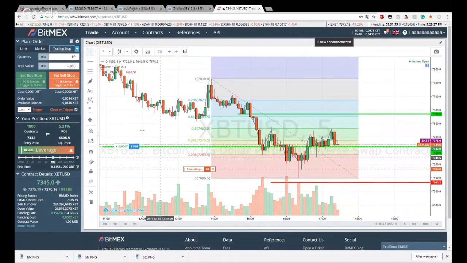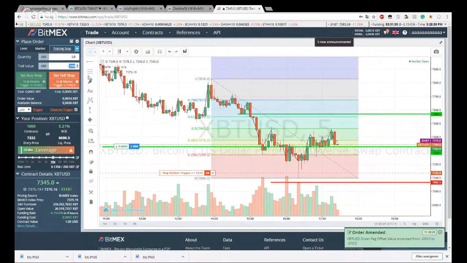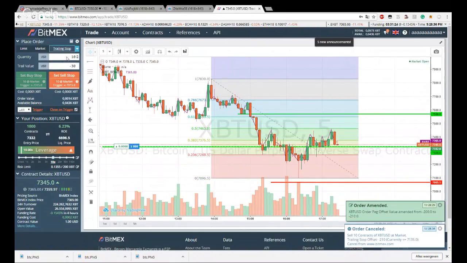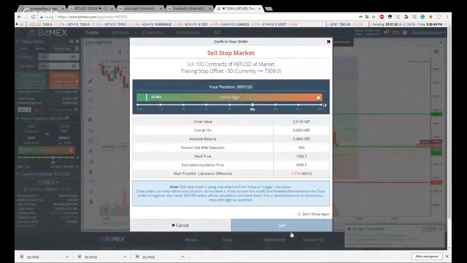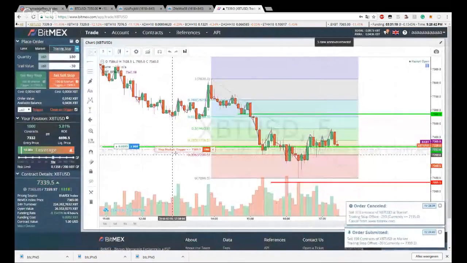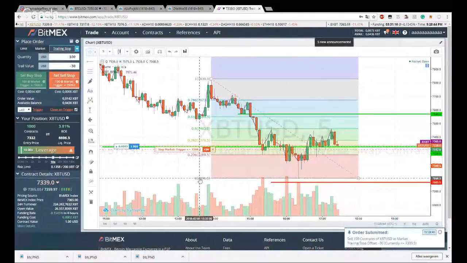Now, let's put this stop at 30 USD. Remove this one. I'm going to do 100. So my stop is now placed here. This will probably trigger, and I will show you guys what happens if a stop triggers.